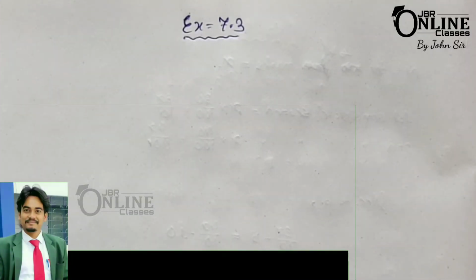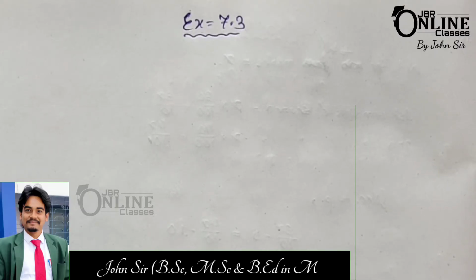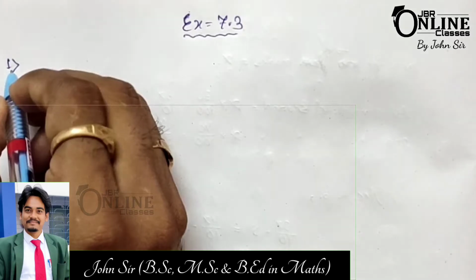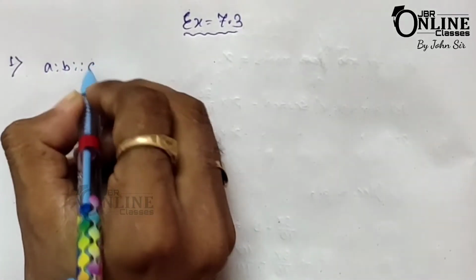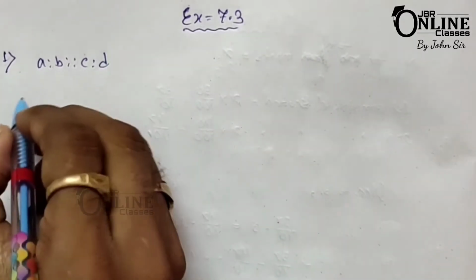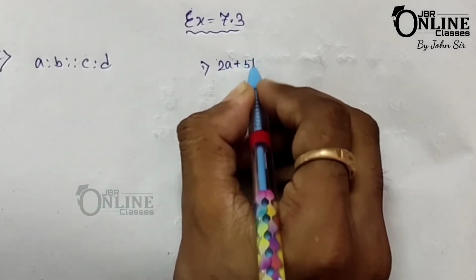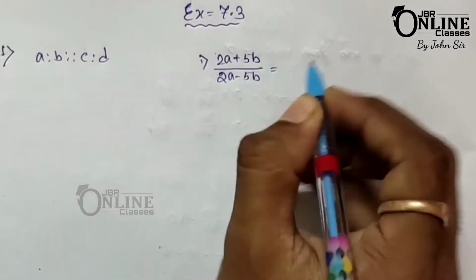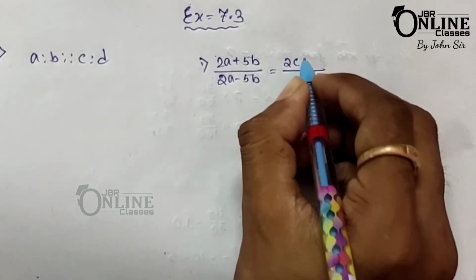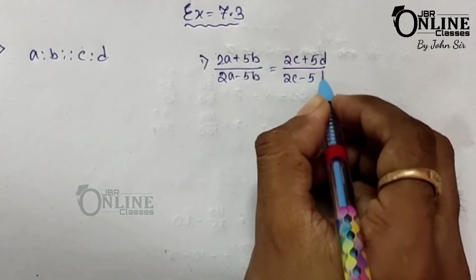Hello everyone. So today I am going to start exercise 7.3 from the book of M.L. Agarwal. Here sum number 1. If A is to B proportion C is to D, then prove that (2A plus 5B) divided by (2A minus 5B) equals (2C plus 5D) divided by (2C minus 5D).